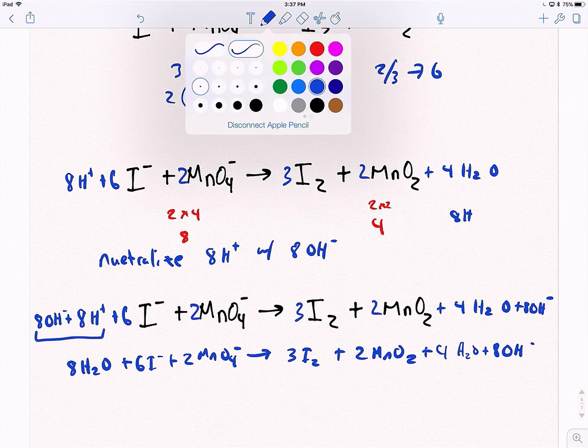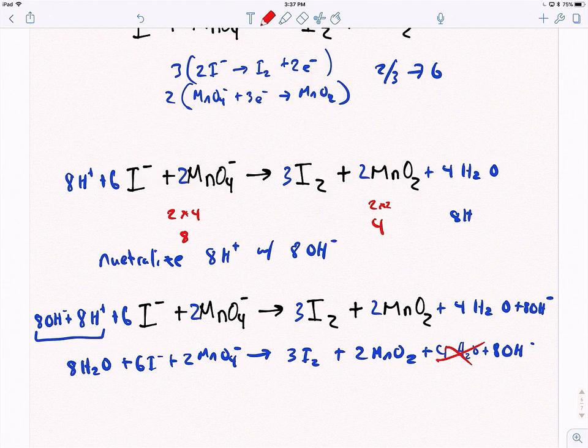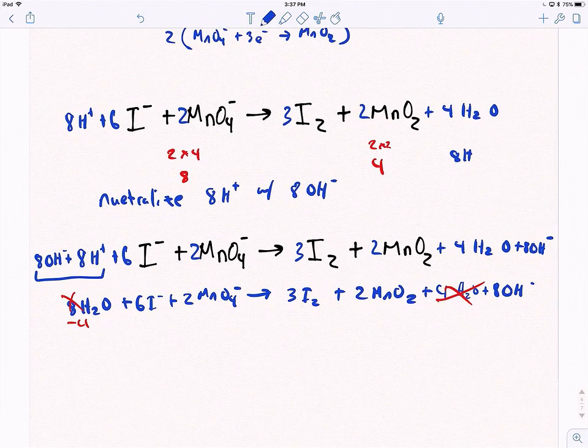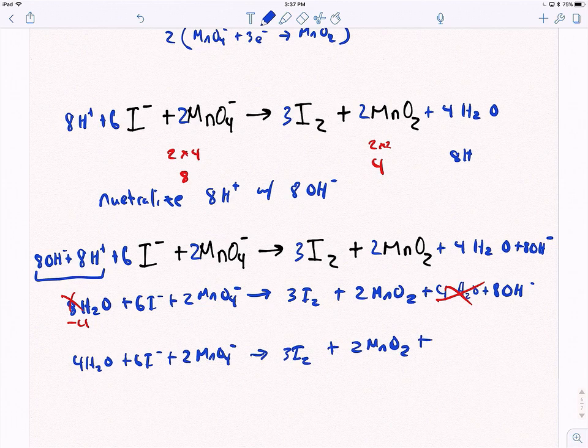So we have too many waters on both sides, so we have to get rid of 4. And we have then 4 waters plus 6 iodides plus 2 MnO4 minuses yielding 3 I2s plus 2 MnO2s plus 8 OH minus. And you're done. Because you have 8 waters on the left and 4 on the right. So having waters on both sides, you can subtract. You can cancel out the water.